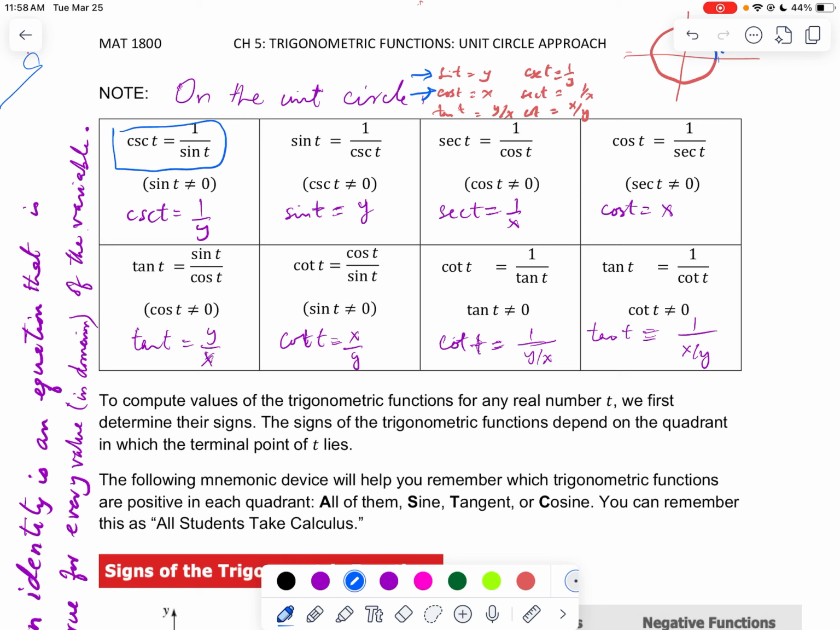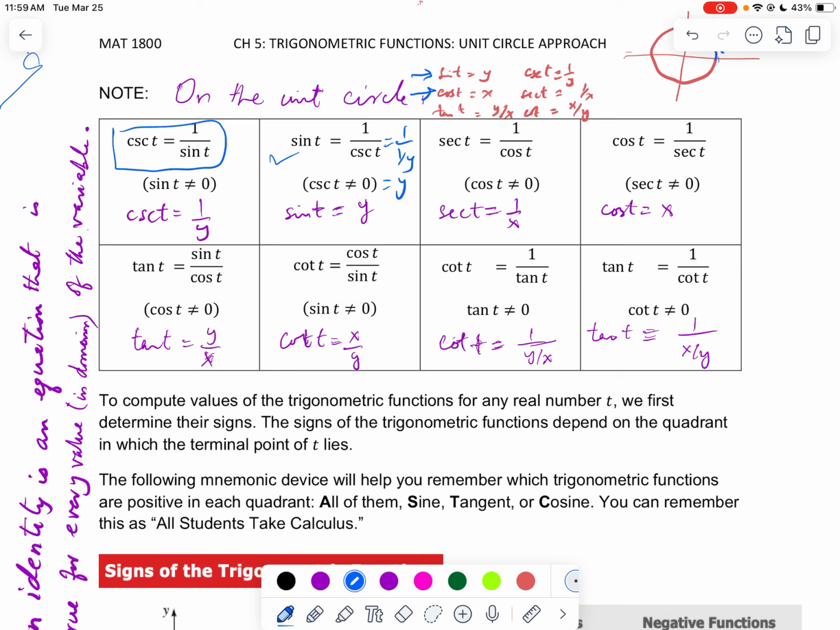In the same way, sine of t can be written as 1 over cosecant t. Why? Because what is cosecant t? It is 1 over y. So here this thing is 1 divided by 1 over y, which when simplified gives us y. And sine of t is y, so this is true. And in the same way, you can look up the rest of these.